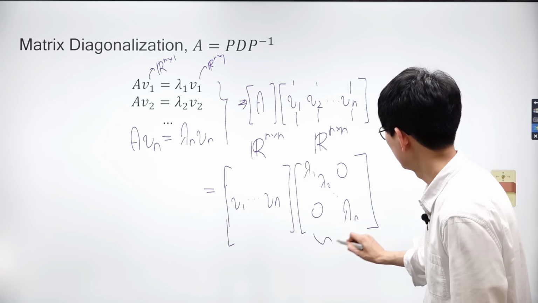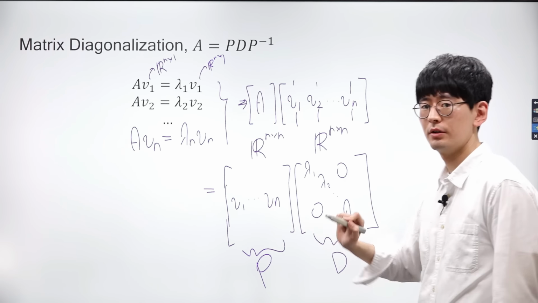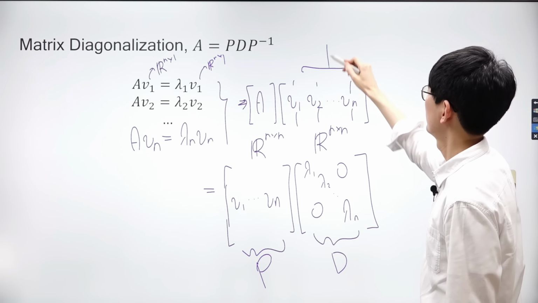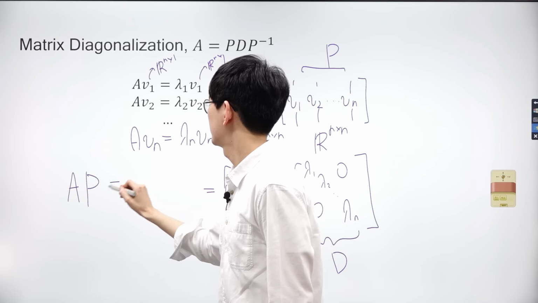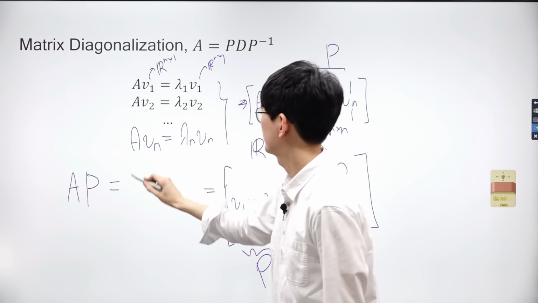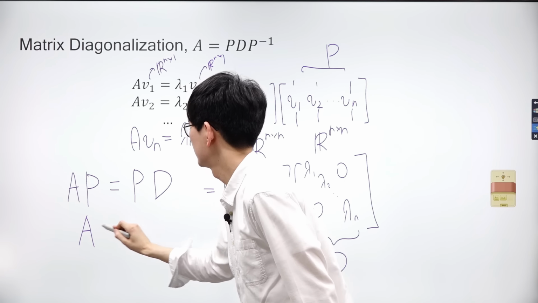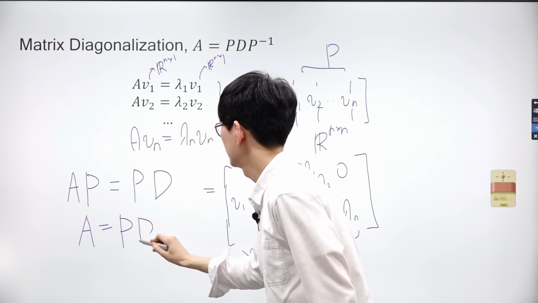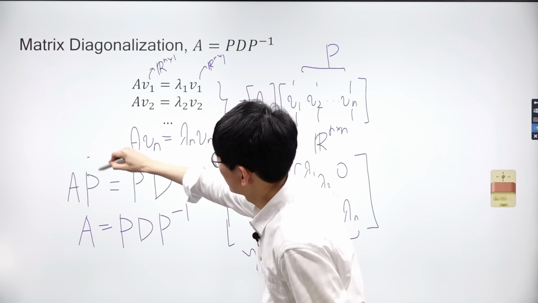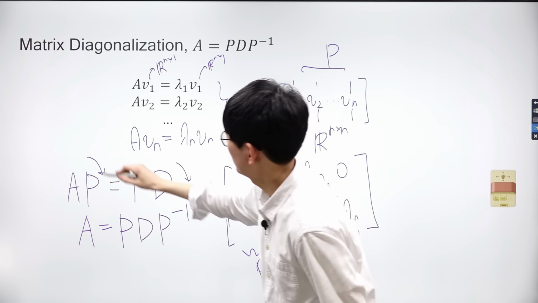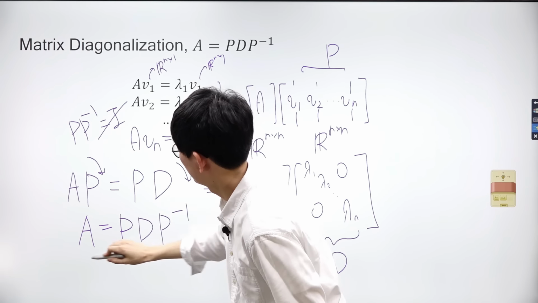Let's denote the second matrix as D and the first matrix as P. Then, the matrix above here is also P. We can now simplify the equation with symbols as AP equals PD. By multiplying the inverse matrix of P on both sides of the equation, we get A equals P D P inverse. Remember, if you multiply a matrix by its inverse, you get an identity matrix as a product.